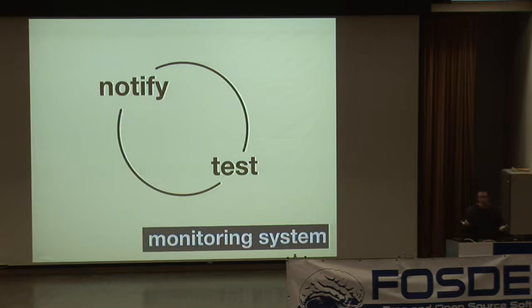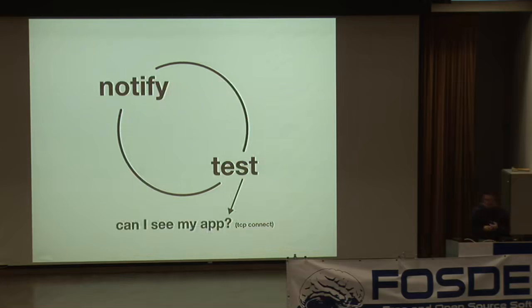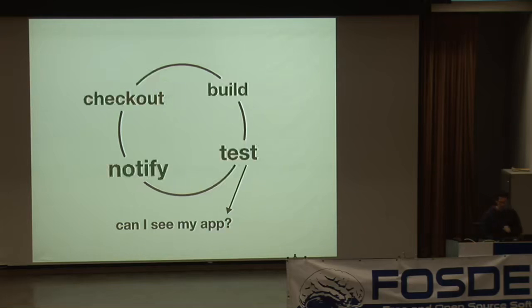And the funny thing about this is that this also looks really similar to those diagrams that I had earlier about what Flapjack is doing. So let's just think, okay, so in your monitoring system, what your checks are currently doing are saying, you know, can I see my app? Can I do some sort of TCP connect? And you're checking for a string or whatever.